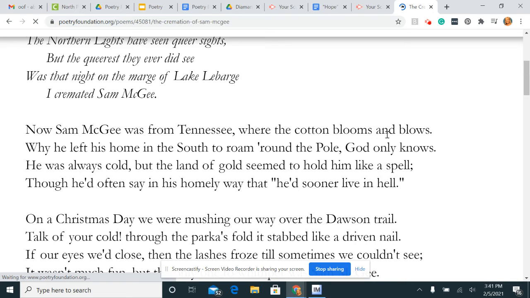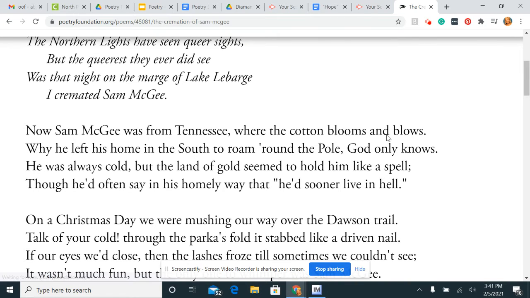So now Sam McGee was from Tennessee, where the cotton blooms and blows. Why he has left his home in the South to roam around the pole, God only knows. He was always cold, but the land of gold seemed to hold him like a spell, though he'd often say in his homely way that he'd sooner live in hell.